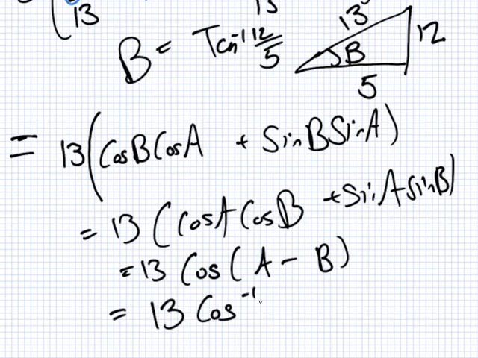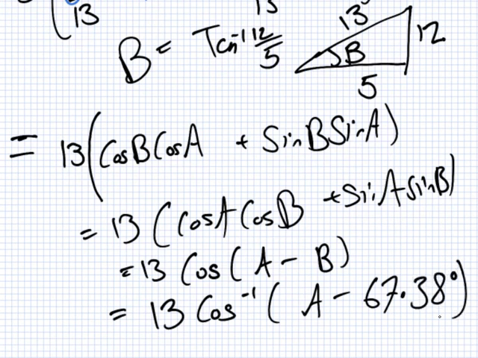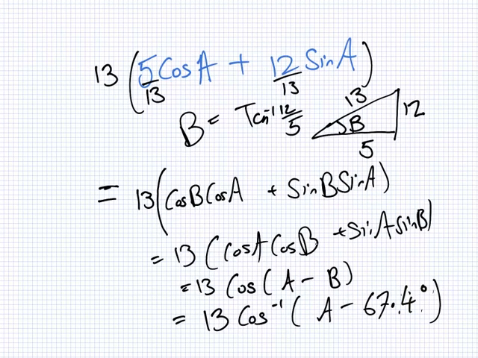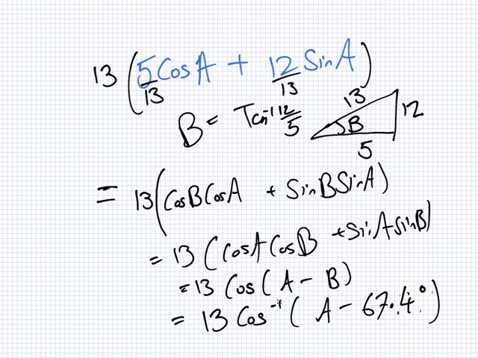67.38. Cos inverse A minus 67.38. Exactly. So your answer is... What's my answer to that? Minus 55.4. Oh, so I typed the 65 instead of the 67. No big deal. Okay. Why inverse? Oh yeah, I don't know how that landed there.